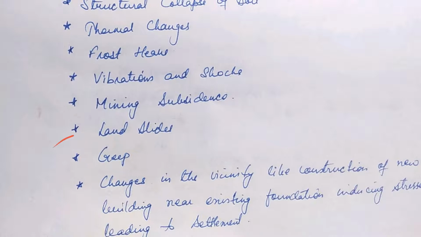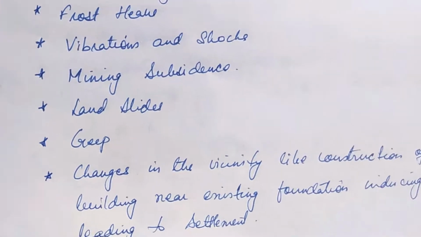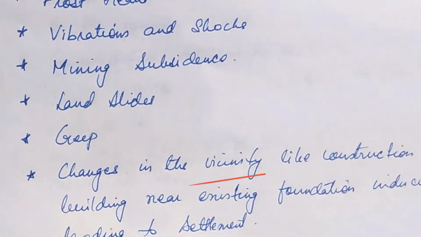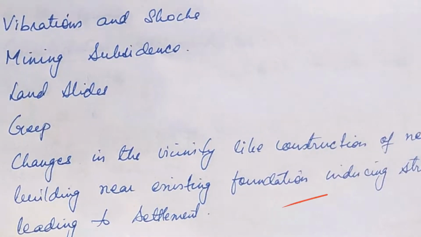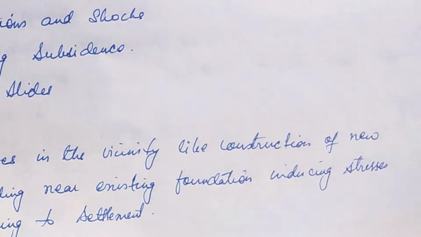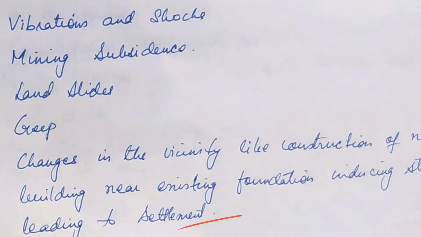There can be landslides. Landslides occur on unstable slopes and may result in settlement problems. There can be creep. Creep on clay slopes can also cause settlement. Then changes in the vicinity, like construction of a new building near the existing foundation, inducing stresses which may lead to settlement of our structure.